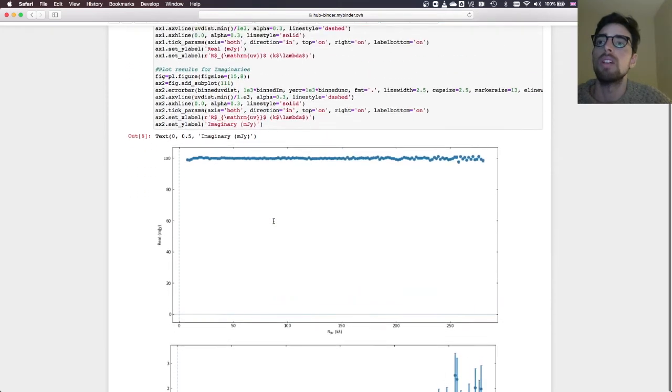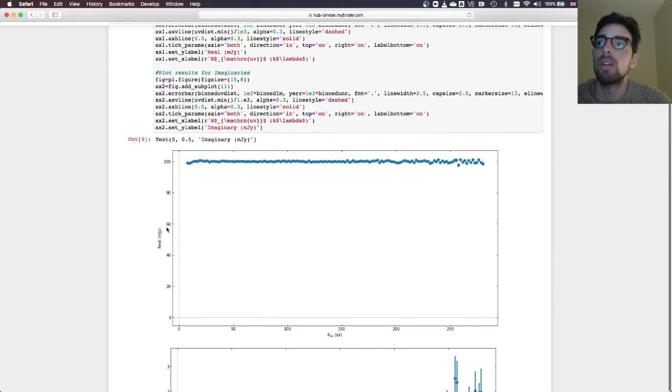What you can see here is a 1D plot where, instead of the real being the color scale in 2D, we've got the real as a function of UV distance. There are error bars here, which are very small because the uncertainty in the data is quite small compared to 100 millijansky. You can see that the value of the reals is flat at around 100 millijansky, which again indicates the presence of a point source.